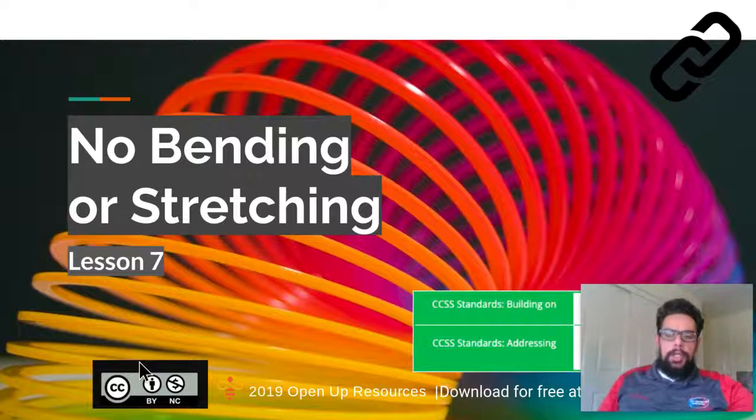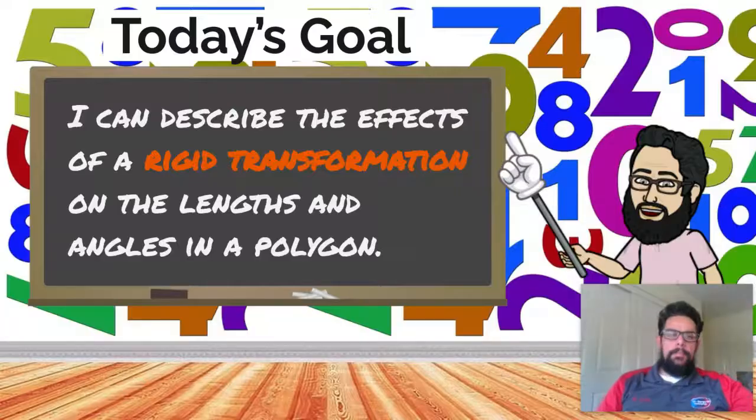Afternoon, ladies and gentlemen. I'm just going to go over the summary of Unit 1, Lesson 7, No Bending or Stretching. Today's goal is we can describe the effects of a rigid transformation on the lengths and angles in a polygon. We have been dealing with rigid transformations for the past month, and now we're going to describe what happens to the polygon after you do a rigid transformation.